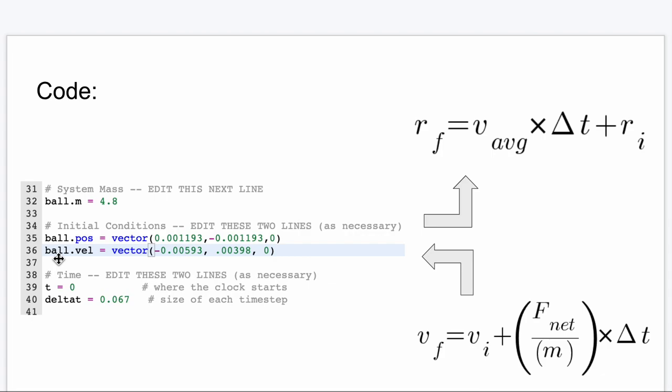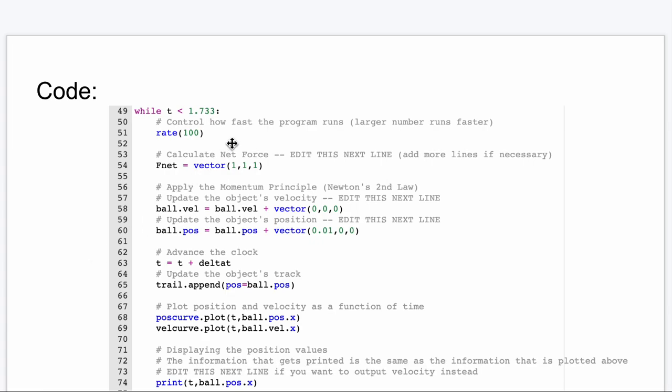So this code shows the mass of the object, the initial position vector, and the initial velocity vector, which were calculated using these formulas and given the data from Tracker. This code shows that this experiment continued up to 1.733 seconds, which is how long the chapstick remained on the screen.